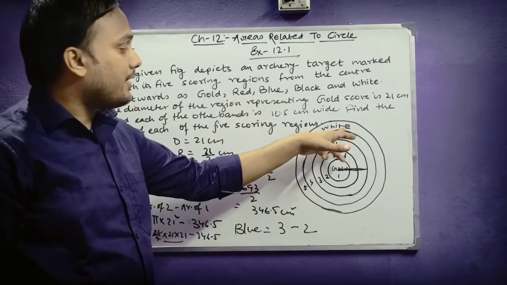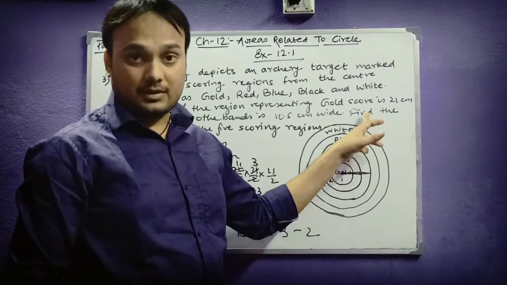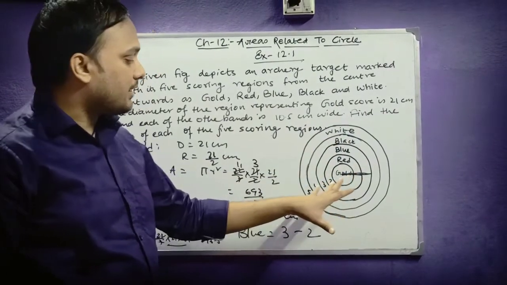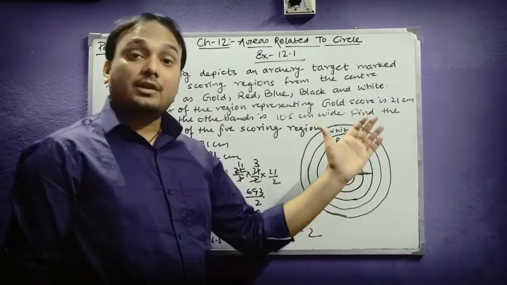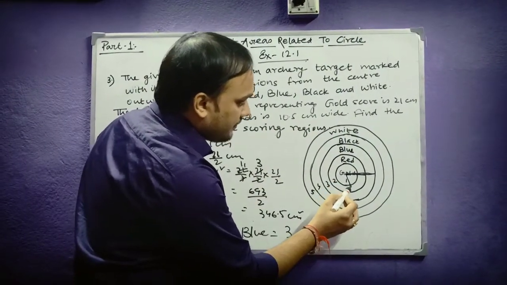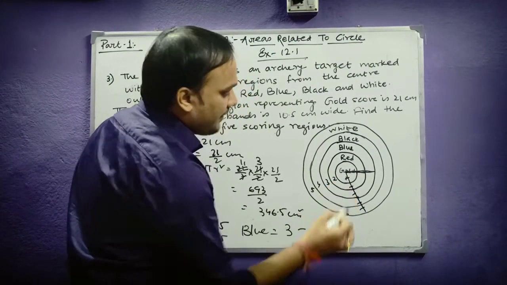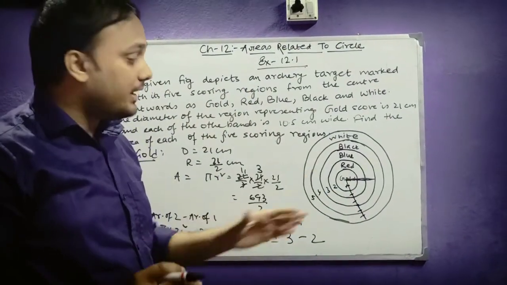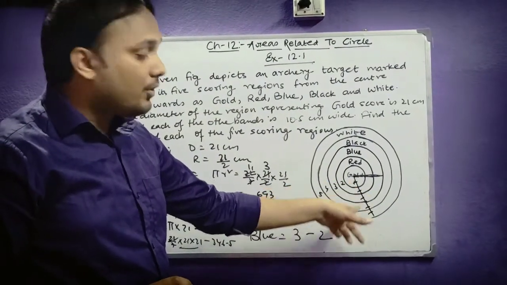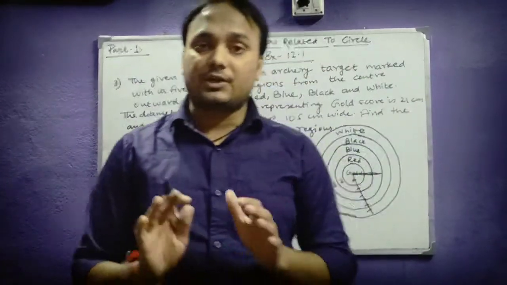How will I get the area of white? For finding the area of white, I need to subtract circle number 4 from circle number 5. So area of circle 5 minus area of circle 4. For finding the area of circle 5, what will be the radius? Radius will be 10.5, 10.5. How many 10.5s will be there? 5 10.5s will be there. That will be the radius of circle number 5. Minus the area of circle number 4, which will be 4 10.5s. So in that way you will get the area of the white. In this way you will get the area of each and every band over here.